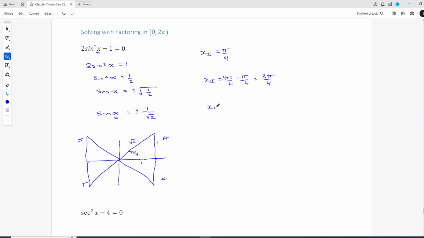In quadrant 3, it's going to be pi plus pi by 4. Right, because it's pi by 4 past pi, which is going to be 4 pi by 4 plus pi by 4, which is 5 pi by 4. I hate it when the 4s look like 9s, which is going to give me 5 pi by 4. And then lastly, in quadrant 4, it would be 2 pi minus pi by 4. And 2 pi with a denominator of 4 is 8 pi by 4 minus pi by 4, which is going to give me 7 pi by 4.